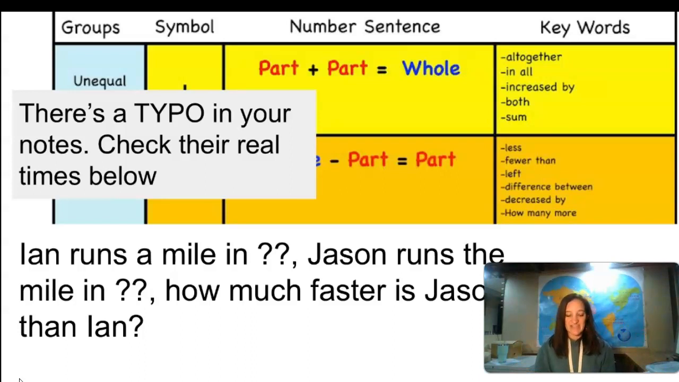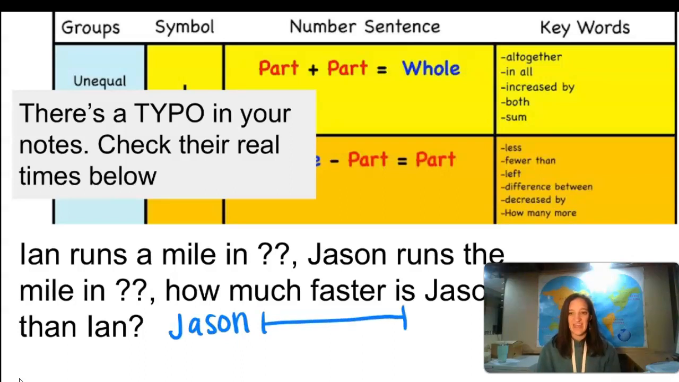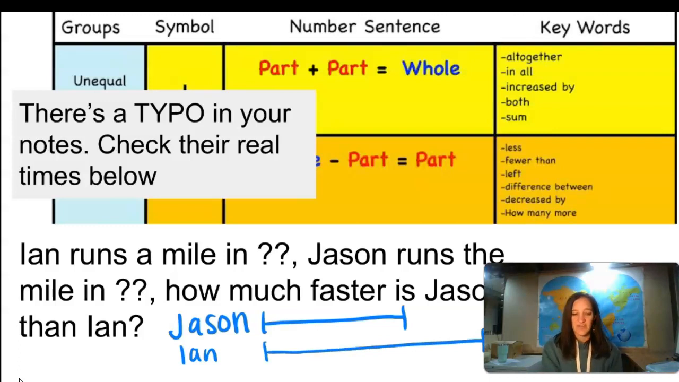So if I were to visualize this, I could see Jason. It says that Jason is faster than Ian, so Ian's down here. It took Ian a little bit of time longer to finish the mile. So the question is, how much faster is Jason than Ian? So I'm wondering if I kind of want to know what this is, correct?